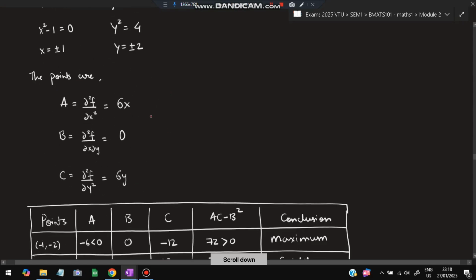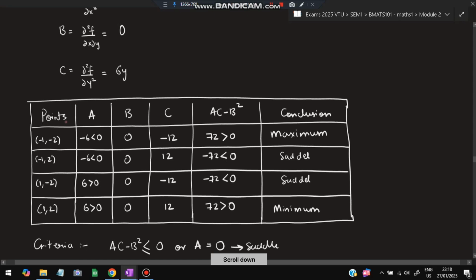After you have done that, your last step is to make this table. You'll write the points which we have got. We have got plus or minus 1 and plus or minus 2, which are nothing but x and y values. So the combinations which can form are minus minus, minus plus, plus minus, plus plus.